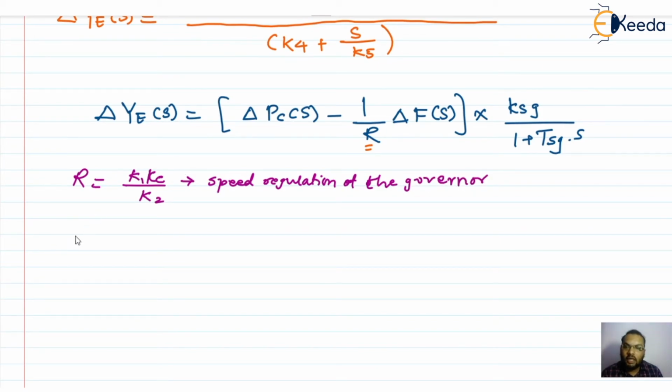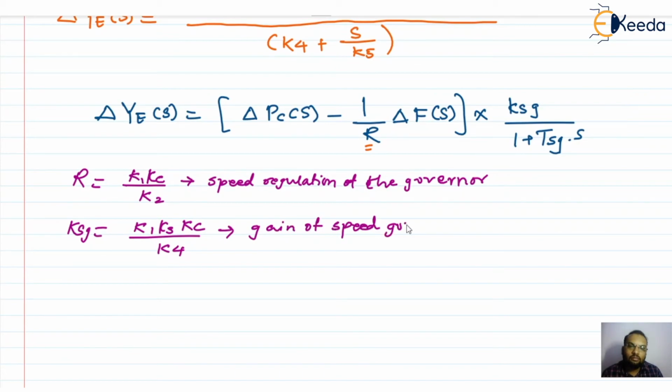Next, that Ksg is K1 K3 Kc upon, the gain of the speed governor, and that Tsg is nothing but 1 upon K4 by K5, and it is called the time constant of the speed governor.